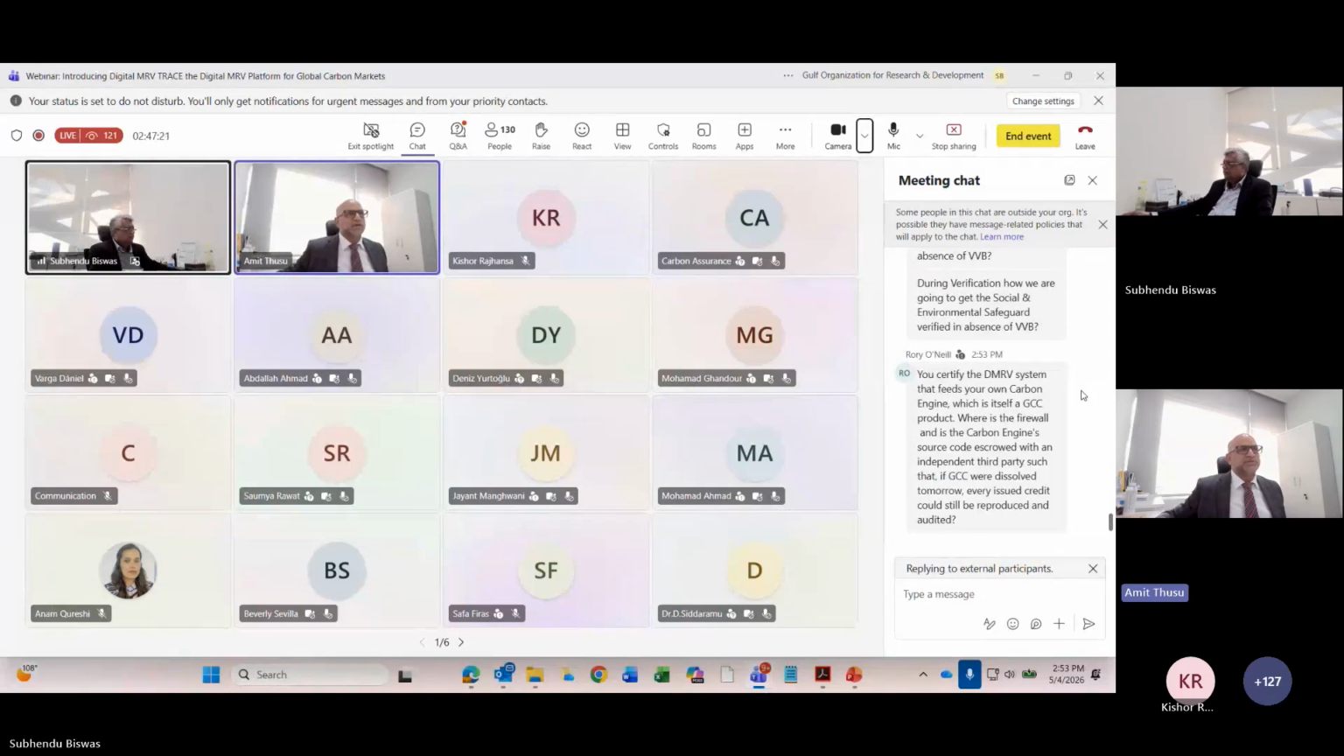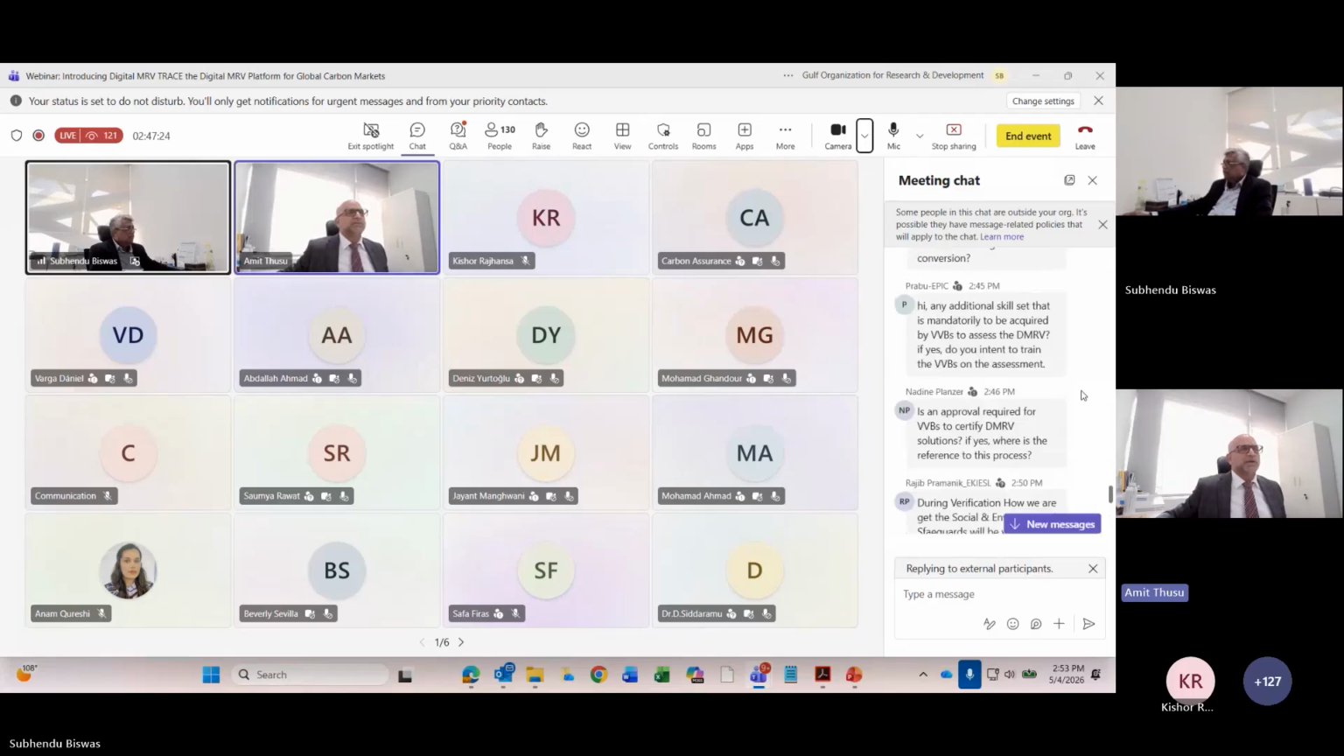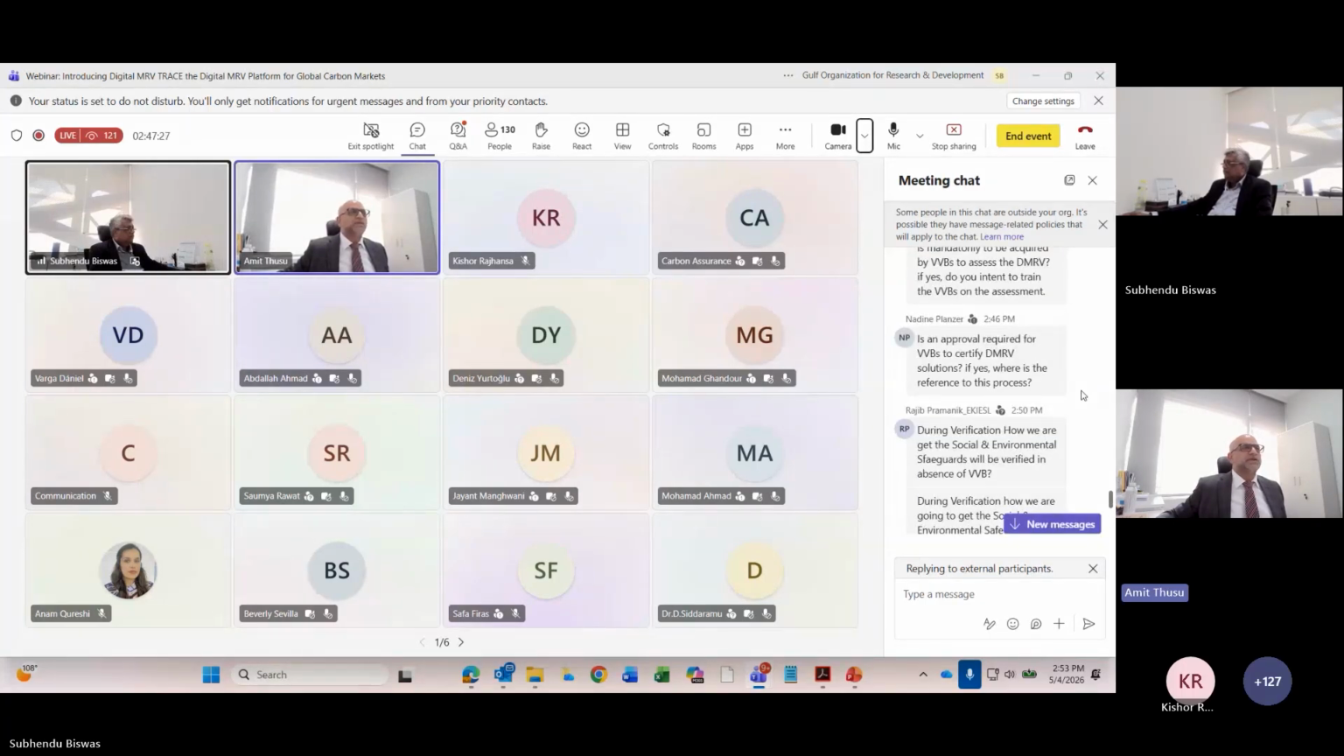This is from Rajiv. No, from Nadine first. Nadine is asking, is an approval required for VVBs to certify DMRV solutions? If yes, what is the reference to this process? Okay. DMRV solution provider approval is a separate one. VVBs, in order to be able to audit projects with a DMRV overlay, we do not need a special qualification, but we are including it as a requirement of the VVBs. So next cycle, whenever the VVBs get confirmed accredited to us, we will also assess their competence with respect to looking at data and how comfortable they are with these kinds of new systems and procedures.